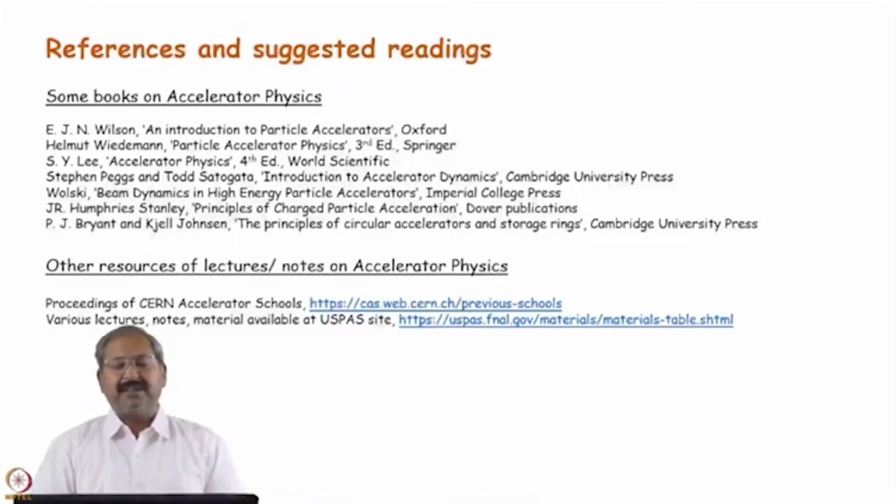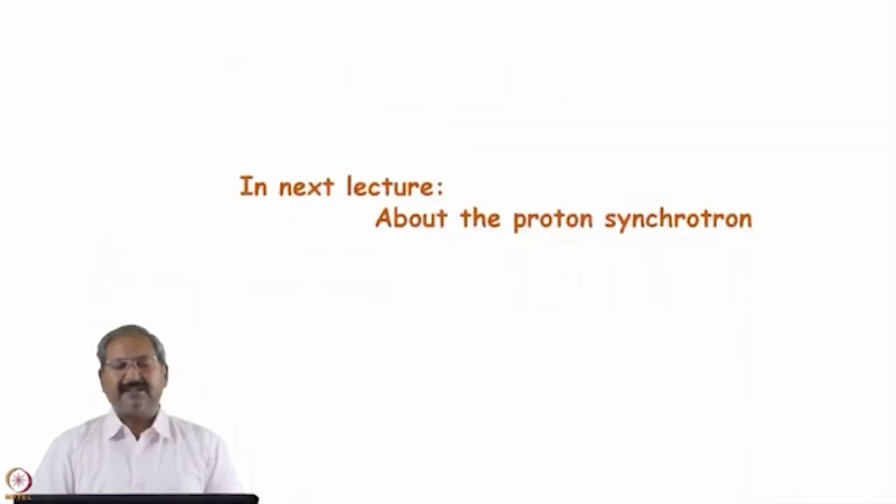So again the references are the same, and each book covers to some extent the synchrotron radiation and how we can choose the correct achromat for making the lattice. In the next lecture we will talk about the proton synchrotron, which will be used for a spallation source.